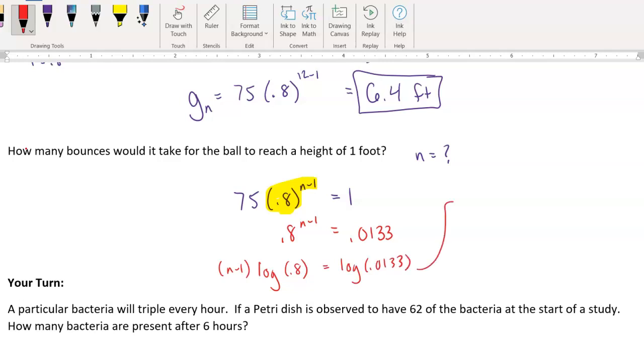So to solve for n, we would divide both sides by the log of 0.8. So we'd have the log of 0.0133 divided by the log of 0.8. Again, that's just a common log, so you can use your scientific calculator. It doesn't matter what calculator you use if you do it this way. When you do that, you get 19.4 on the right, but we have to add 1 to that. This isn't in feet, this is bounces, so we'd say about 20.4 bounces, or you could say 20 bounces.